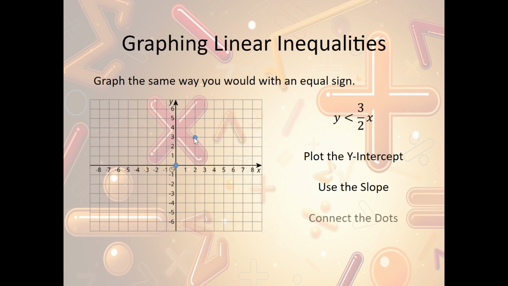And normally, I would just connect the dots. But I need to check to make sure I have the correct line, which in this case, they didn't add anything extra, so I don't either, so it should be a dotted line. So there's my dotted line.